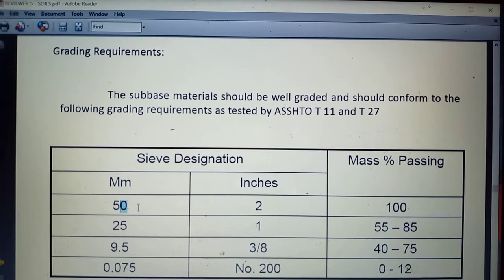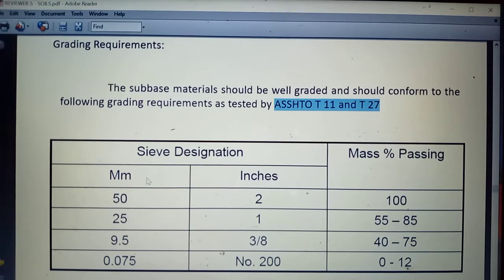So, ito yung sieve designation. This is according to AASHTO T11 and T27. Okay? Tandaan nyo yan. So, in mm and then equivalent in inches. Itong si AASHTO kasi is inches yung terms. Kinopya ni BRS, kinopya ni DPWH, iniba lang ng konti, kaya naging DPWH BRS standards na. Kaya yan yung passing niya.